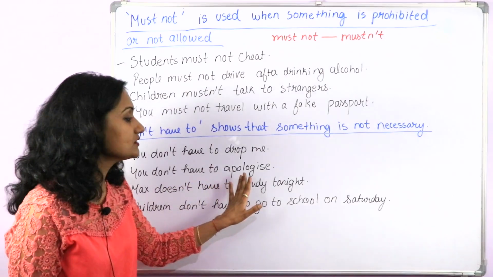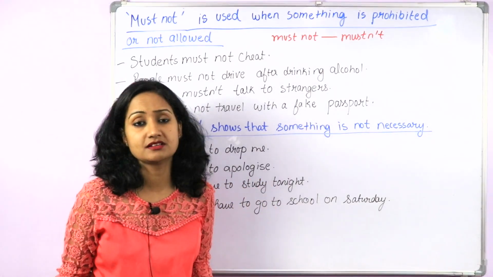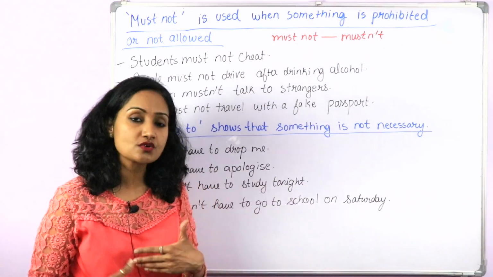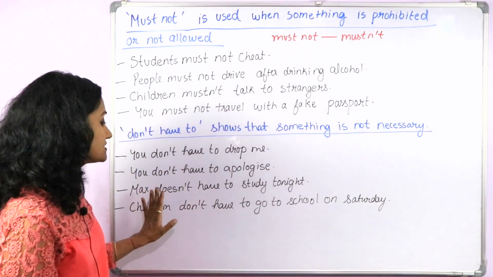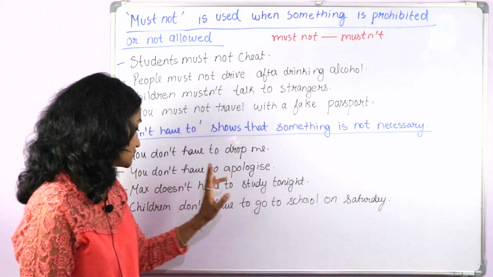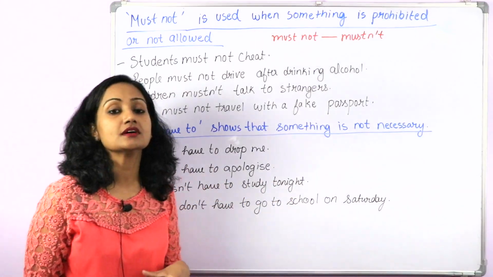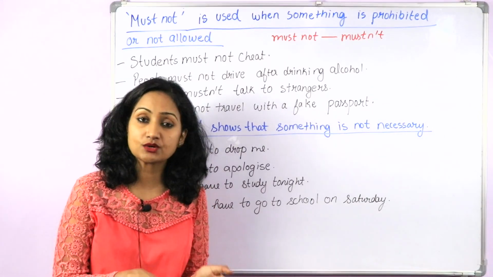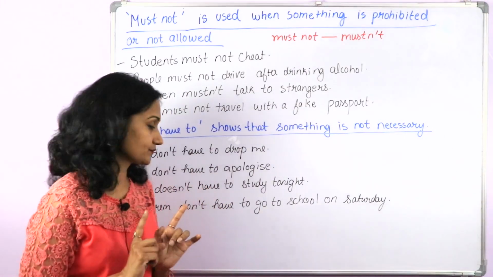You don't have to apologize. It's not a big deal. It's not your fault. You don't have to apologize. It's not necessary, it's not required. Max doesn't have to study tonight. So here does not, we know with he, she, it, singular third person we use does, and otherwise don't.